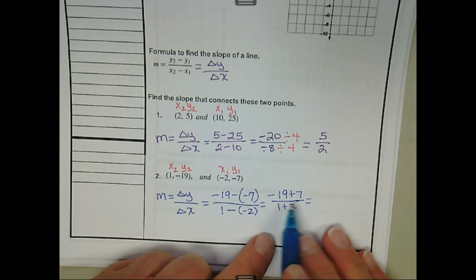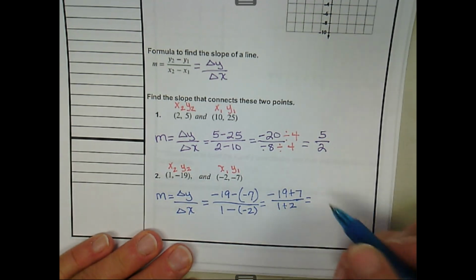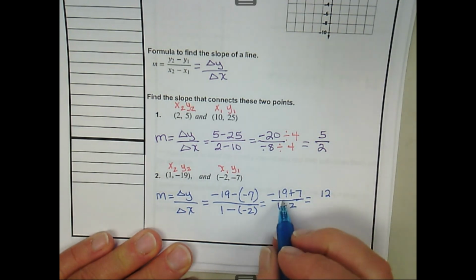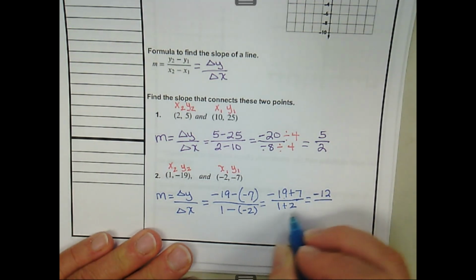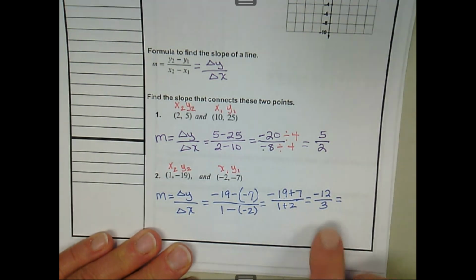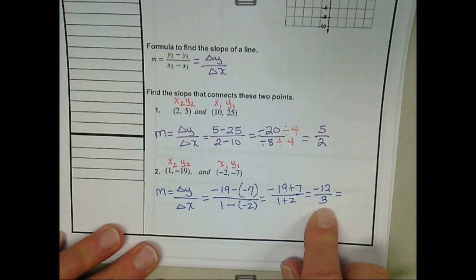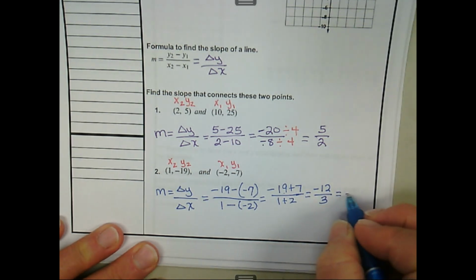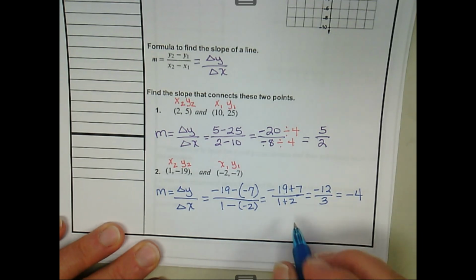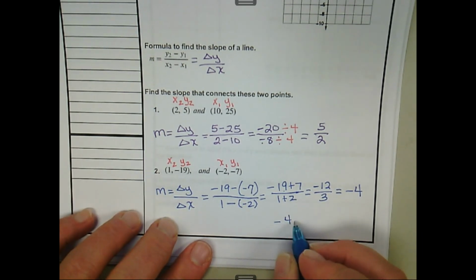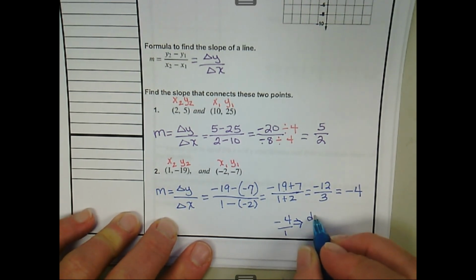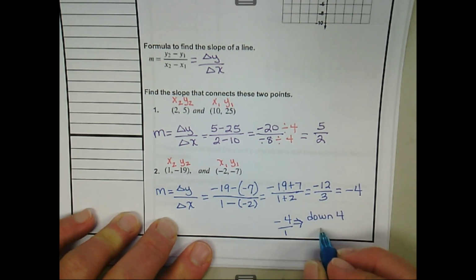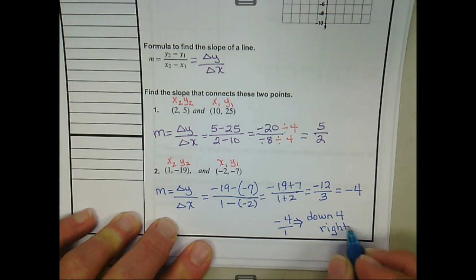Okay, they are opposite signs, so I find their difference. 19 minus 7 is 12. Which number is larger? Well, the 19 is, so I keep the negative sign. 1 plus 2 is 3. Once again, I have a fraction, but this time it turns out it is actually a whole number. Negative 12 divided by 3 is negative 4. Okay, so that would be a slope of negative 4, which means negative 4 over 1. So I go down 4 and right 1 if I'm on the graph.